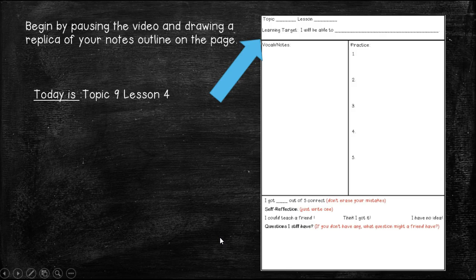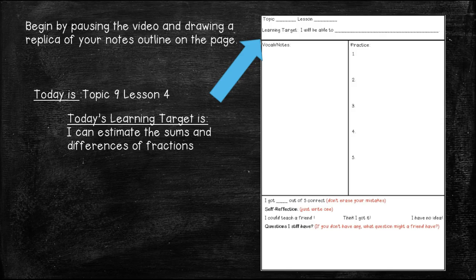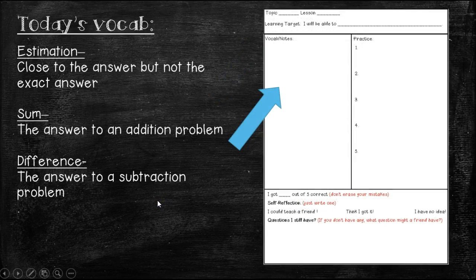Today we're going to be talking about Topic 9, Lesson 4. And today's learning target is, I can estimate, I know, I heard you all moan and groan, I can estimate the sums and differences of fractions. Today's vocabulary: estimation, of course, means close to the answer, but not the exact answer. Sum is the answer to an addition problem, and difference is the answer to a subtraction problem. Go ahead and pause the video and write in today's vocabulary words.